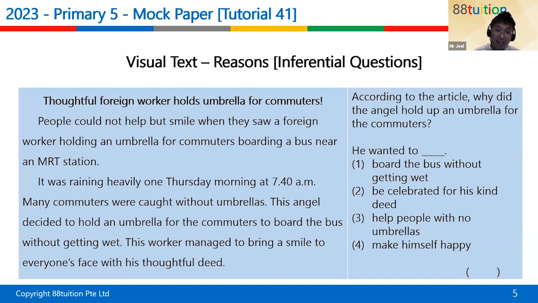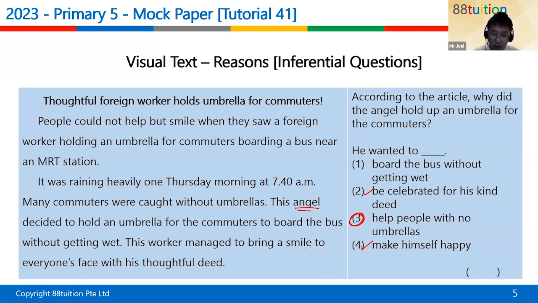Okay, so the answer is 3. All right, he wanted to help people with no umbrellas. Okay, now of course, he could have done it to make himself happy. He could have done it because he wanted to be celebrated for his kind deed, right? But if people were to do it because they wanted to be celebrated or they wanted to make themselves happy, would they still be called an angel or would they be called an attention getter? That's a different concept, right?